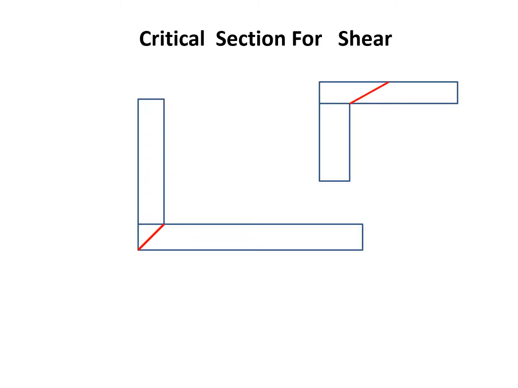Now, a critical section for shear. Which shear force will you take from the shear force diagram? If beam is hanging, as in the lower figure, then whatever shear force is at the support you take. But if beam is simply supported, then you take shear force at a distance d. See, that red line is at 45 degrees. So at a distance d from the support, whatever shear force is there, that is the critical shear force for the design.